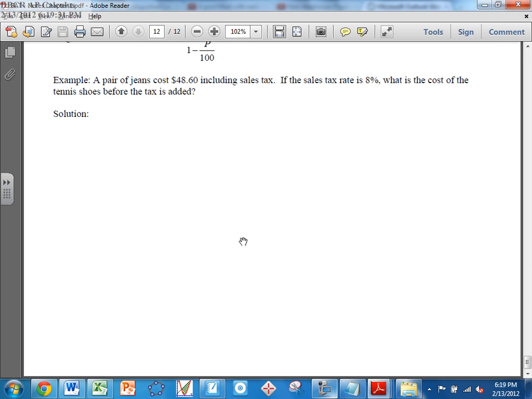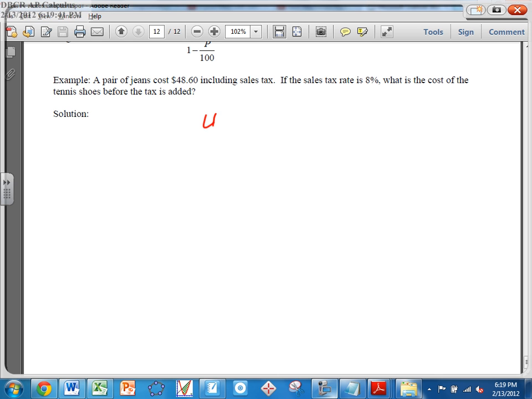A pair of jeans costs $48.60, including sales tax. If the sales tax rate is 8%, what is the cost of the tennis shoes before tax? So here's what I want you to think about. $48.60 is the price with tax. So this does not represent the normal 100% of the item. It represents 108% of the item. Again, 100% of any item is the actual price. If you add on 8% tax, now you're looking at 108%.